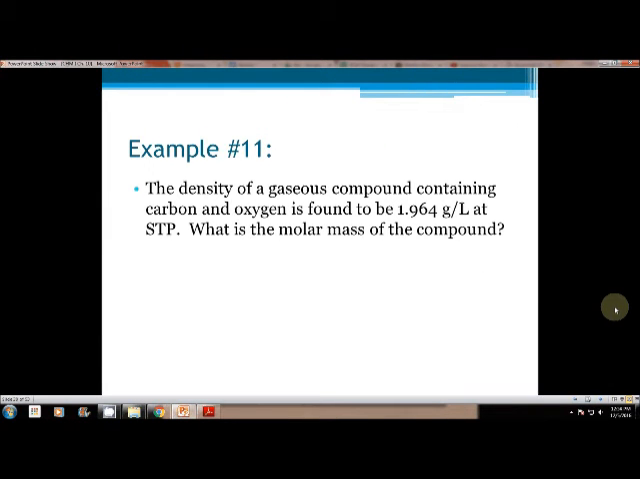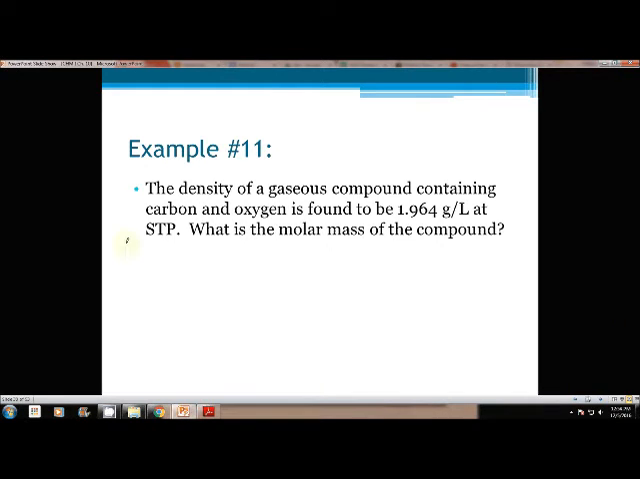Molar mass has units of grams per mole, and density is grams per liter. So we are just going to use that to change. It's going to be like using the mole map, but we're not actually going to look at the mole map. For example 11, the density of a gaseous compound containing carbon and oxygen is found to be 1.964 grams per liter at STP. What's the molar mass of this compound?